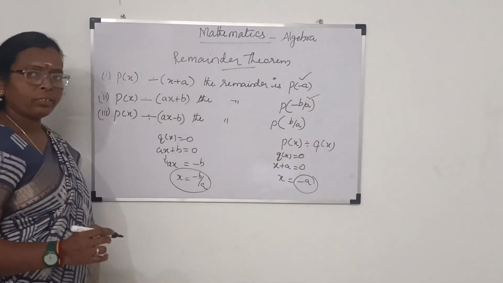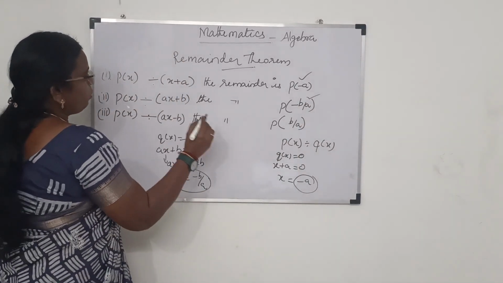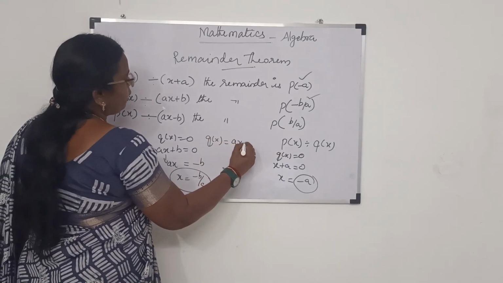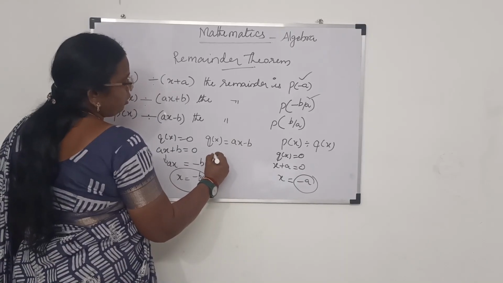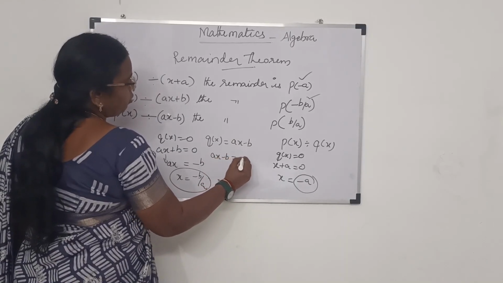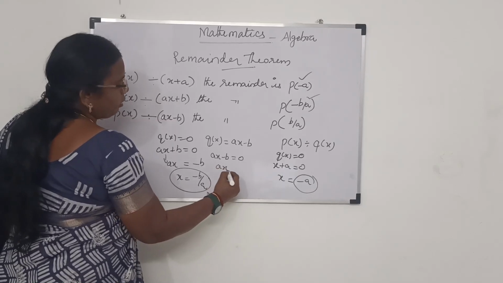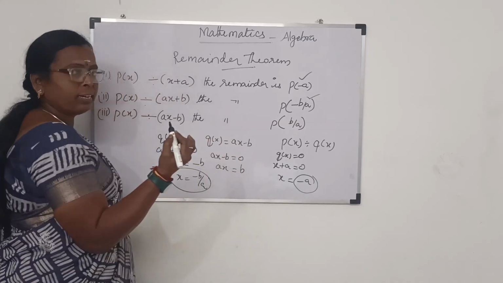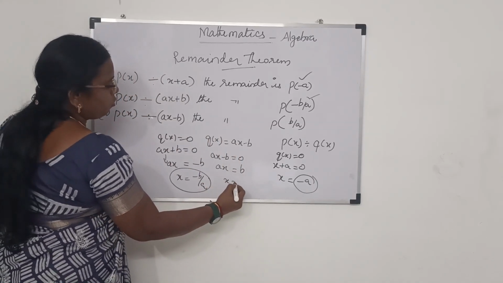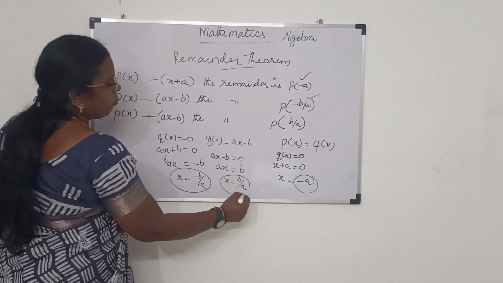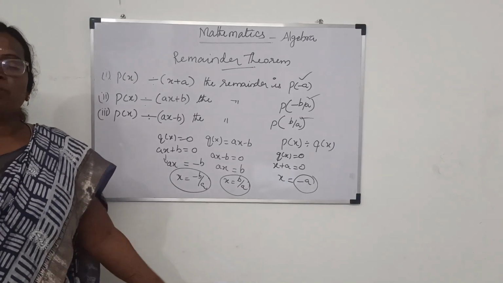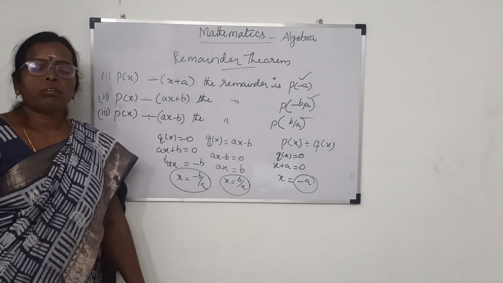Got it? The third one, if q of x is equal to ax minus b, that is ax minus b is equal to 0. Keep ax on the left hand side. This goes to the right hand side as a positive number. So x is equal to b by a. So the value to substitute is b by a. This concept only we are going to apply for this remainder theorem.